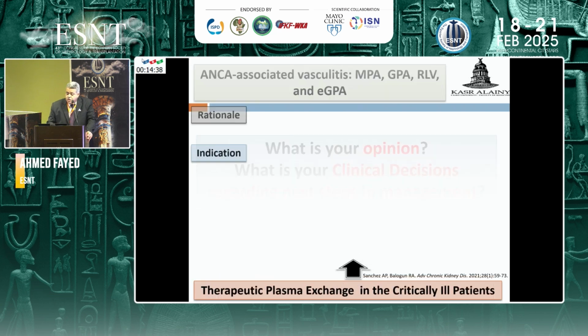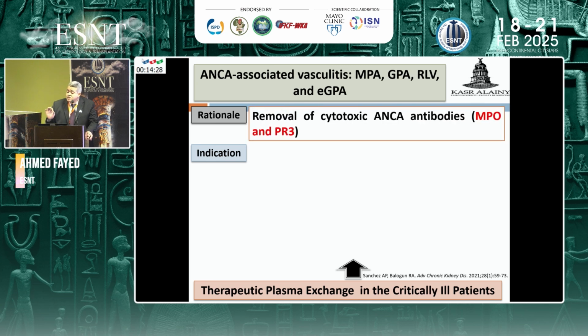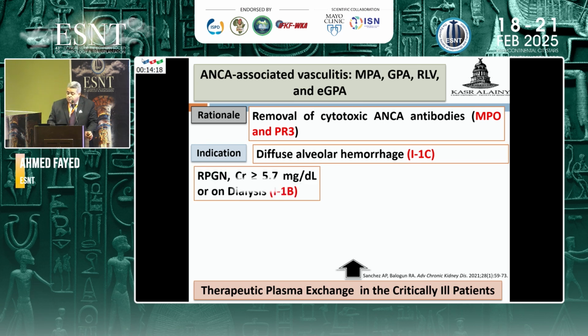Okay, thanks for sharing. We are dealing with an ANCA-associated vasculitis. What is the position of therapeutic plasma exchange? The rationale here is to remove the cytotoxic ANCA antibody, mainly the PR3. The indication is the presence of diffuse alveolar hemorrhage, which is category 1 with evidence grade 1C. And in the presence of RPGN, it is category 1 with 1B.